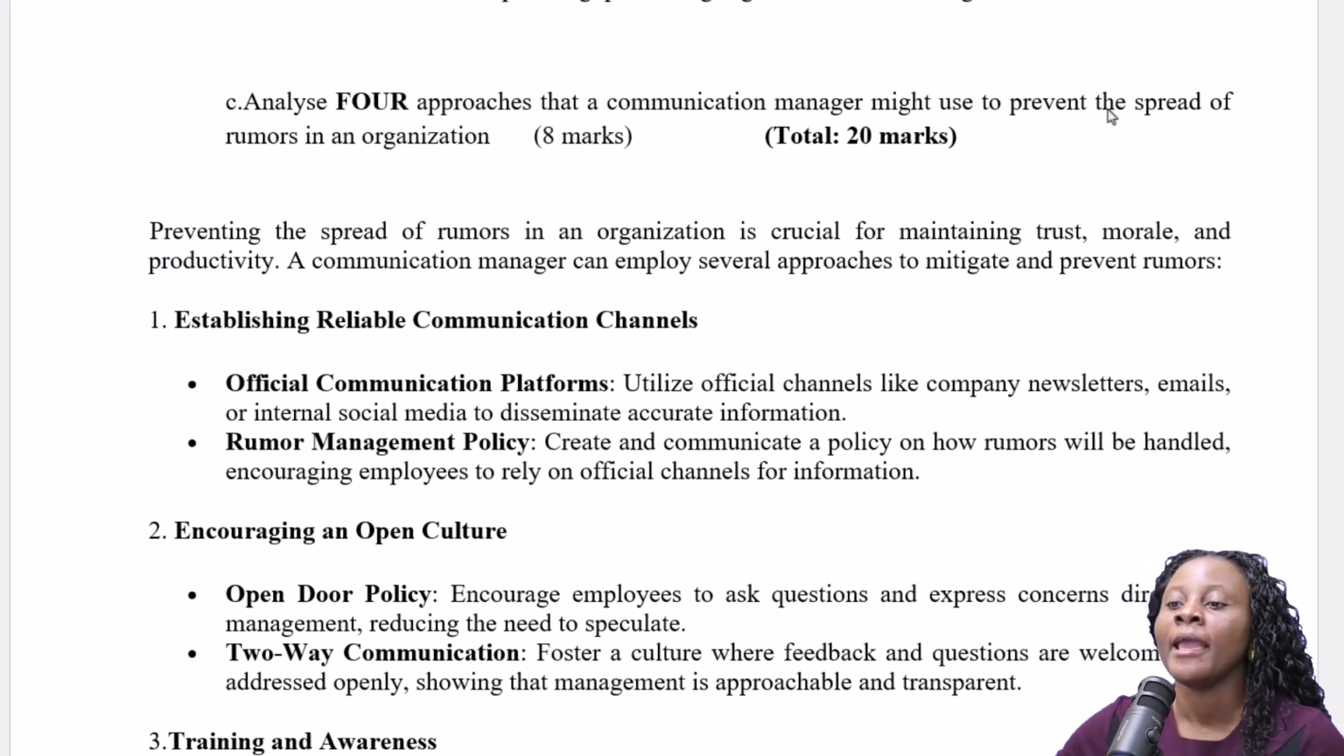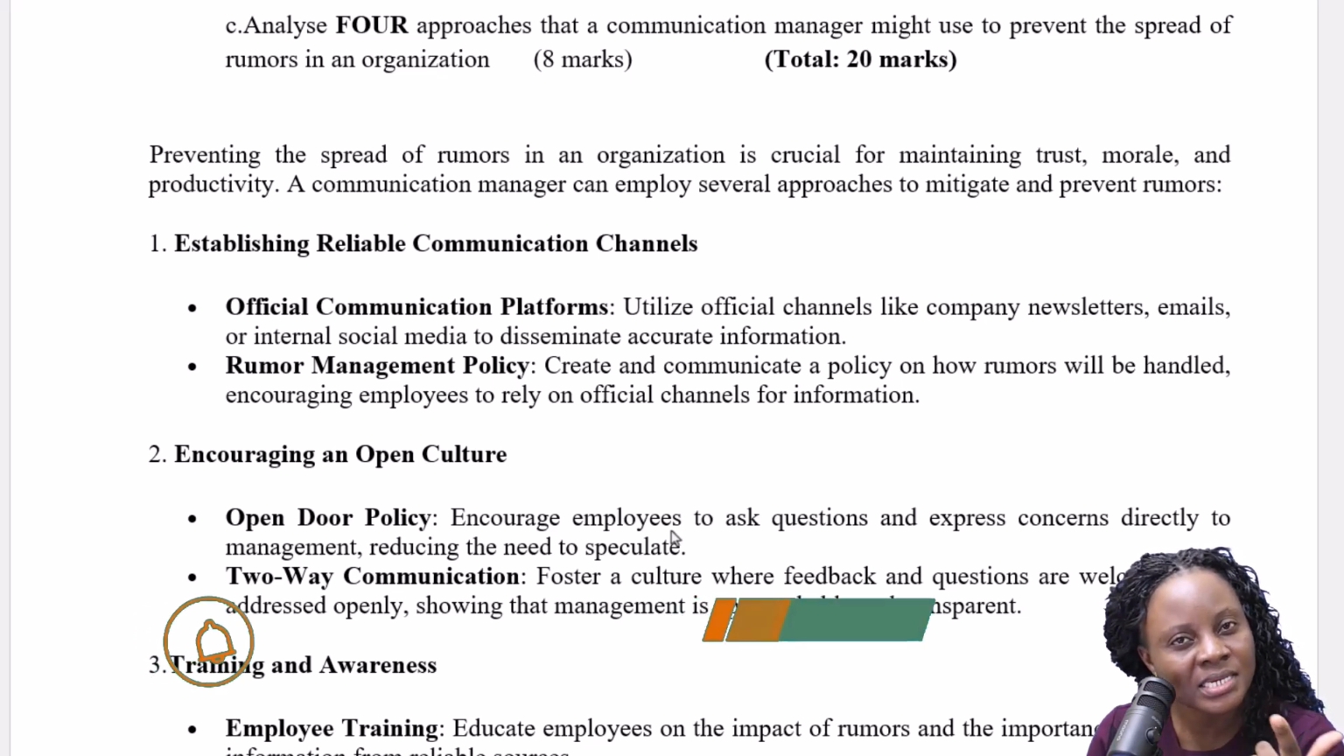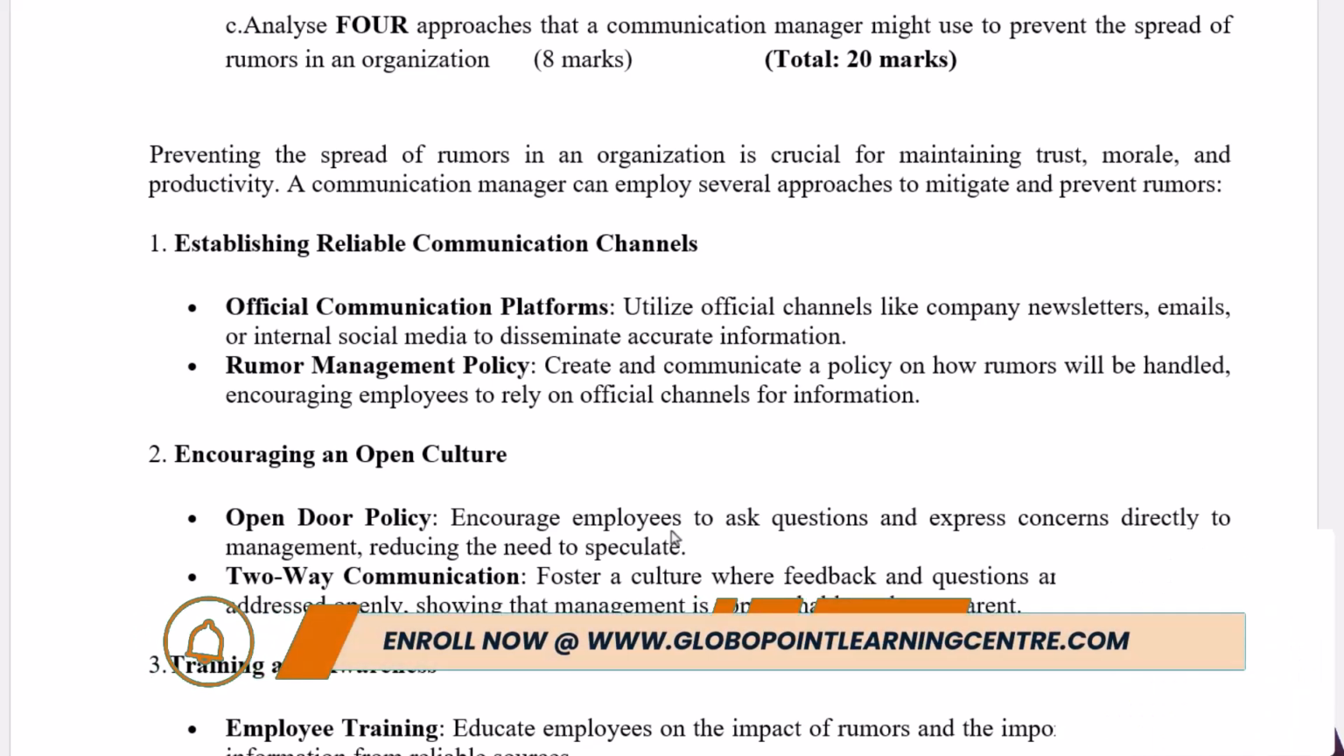And then we have encourage an open culture that will also do away with the issues of rumors, because when employees do not know the right thing, they'll always come and seek clarification. But that will only happen when there's an open line of communication. When there's no open lines of communication, that is when rumors will go in the streets, will go in the corridors, and that is how it will happen.